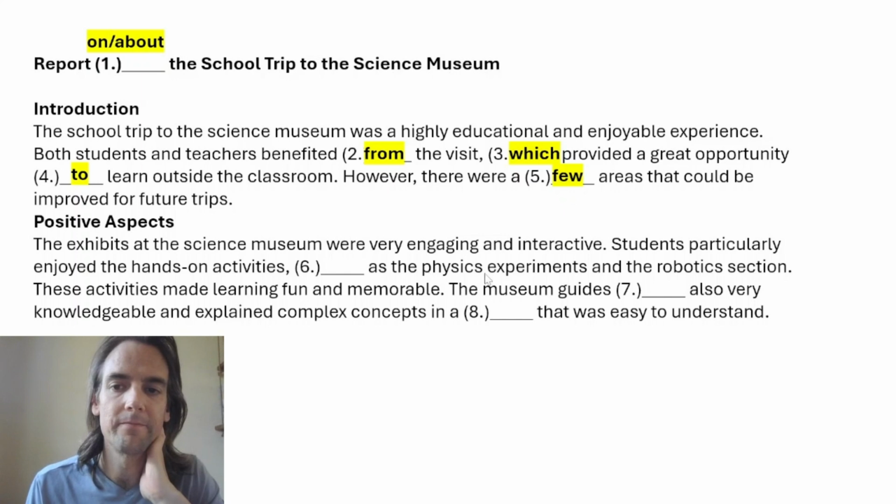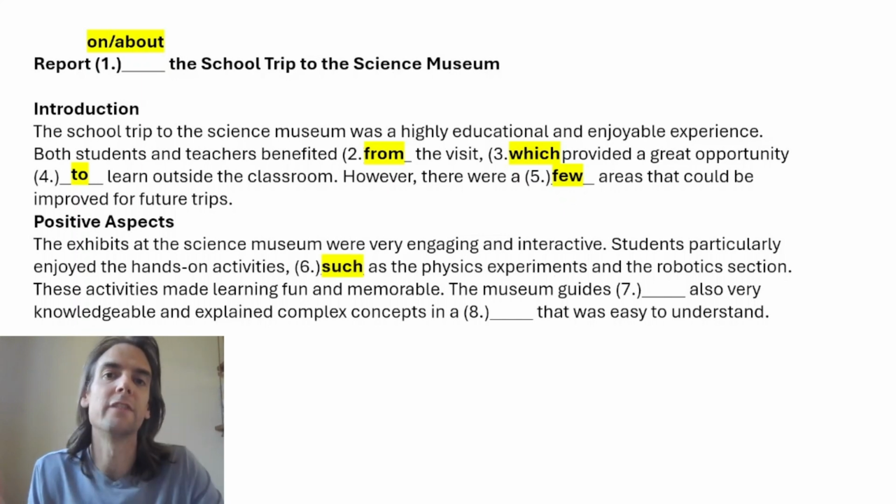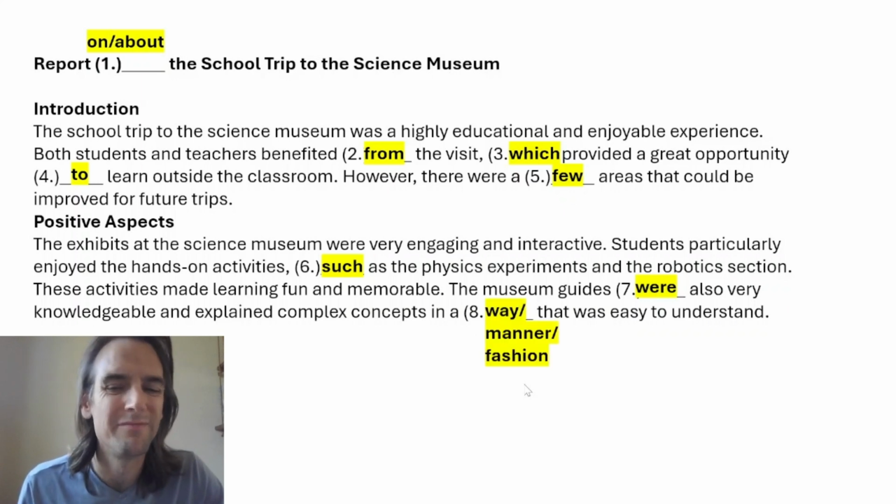Number 6, oh, this is an easy one, such as, but sometimes you have a gimme, a freebie, give me that point. Number 7, this is also pretty easy. Context, the guides, they are people, they were knowledgeable. And how did they explain it? In a way, or way is the best answer.